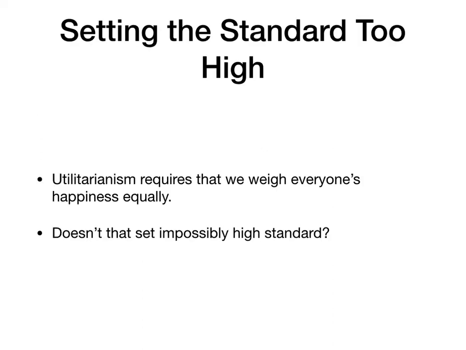In the reading I had you look at, the first worry that Mill considers, or the first charge against utilitarianism, is that utilitarianism sets the standard too high. The reason for this is that utilitarianism requires that we weigh everyone's interest equally.